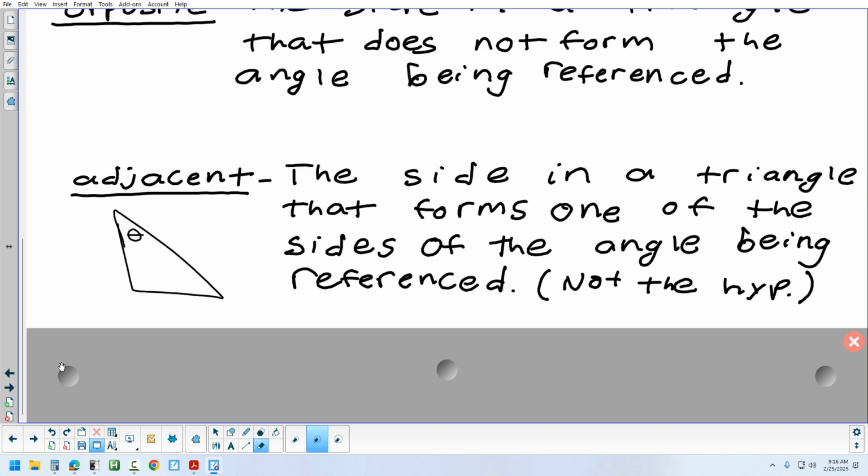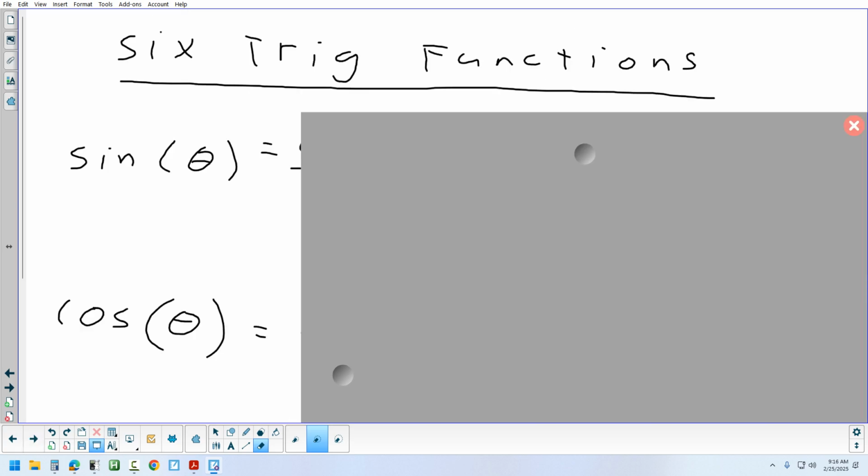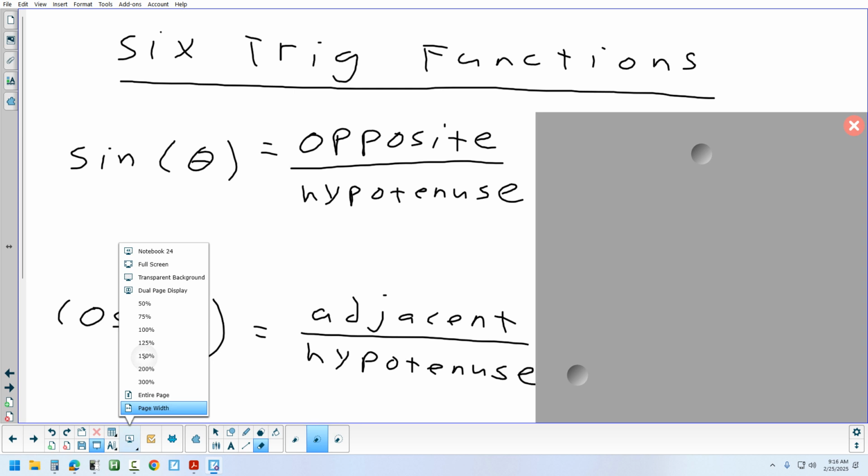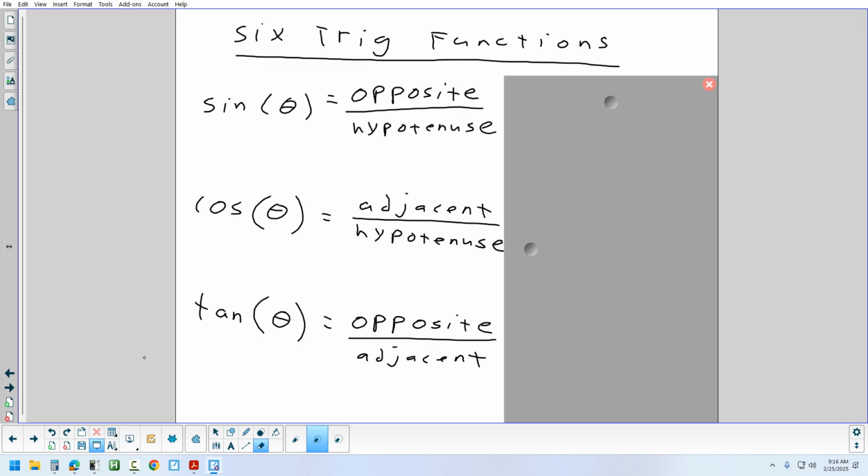All right, so now let's define the 6 trig functions using the words opposite, adjacent, and hypotenuse. Okay, and here are the first 3. So sine. First of all, they're all fractions. All the definitions are fractions, and they're fractions of the length of one side divided by the length of the other side.